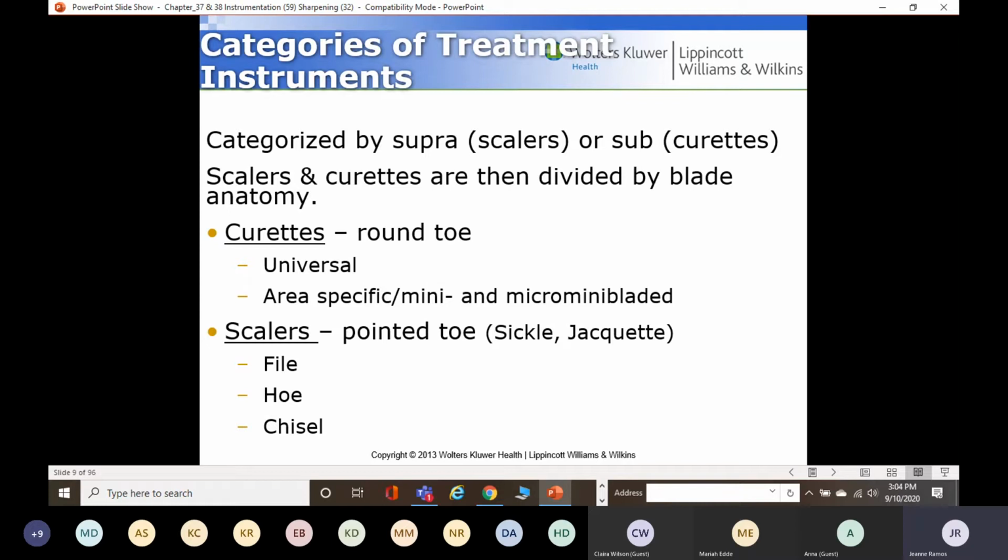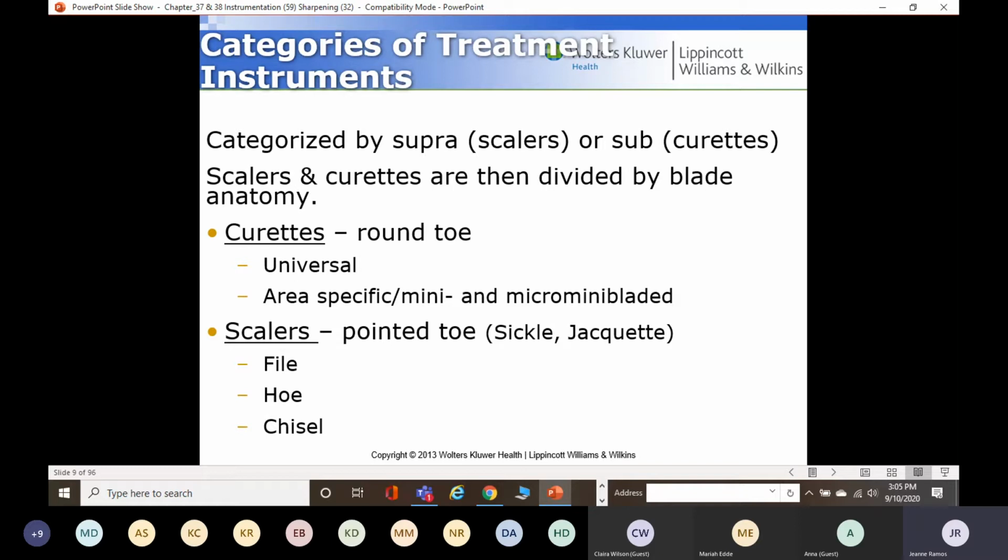Then you have area specifics, minis and micro mini bladed instruments. These usually have just one cutting edge on one side or the other, and they're angled. The face is angled, kind of on the diagonal. The scalers have a pointed toe: your sickles, your jacquettes. The jacquette is like the triangular end. You have a file, a hoe, and a chisel.